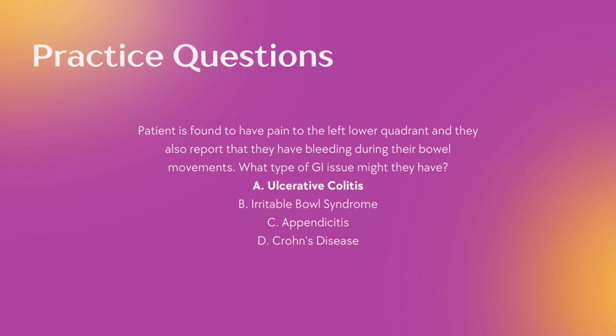B is IBS. You would also have left lower quadrant pain, but pain is after eating or in the morning. Patient might have cramping and bloating that is relieved with BMs, but no bloody stool. C is appendicitis. You would actually have right lower quadrant pain and a positive pinch and inch test or McBurney's test, or pain with palpating the iliopsoas. And D is Crohn's disease. This is right lower quadrant pain and relieved with bowel movements or passing gas. A patient would also have mentioned fecal urgency.